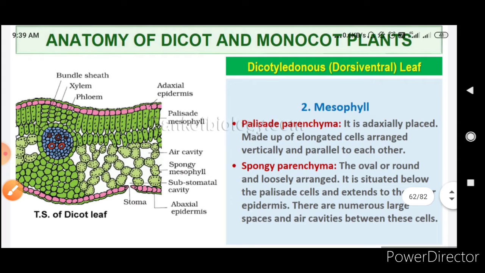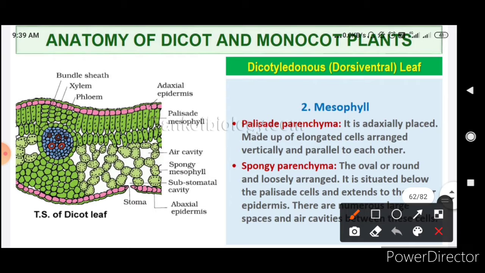Palisade parenchyma is adaxially placed, on the upper surface, made up of elongated cells arranged vertically and parallel to each other. When we are seeing this, you can see here, these are placed vertically, they are elongated cells, and they are parallel with each other like this.